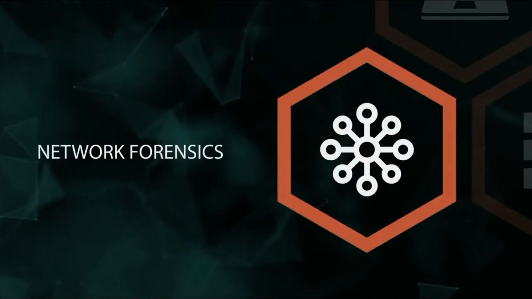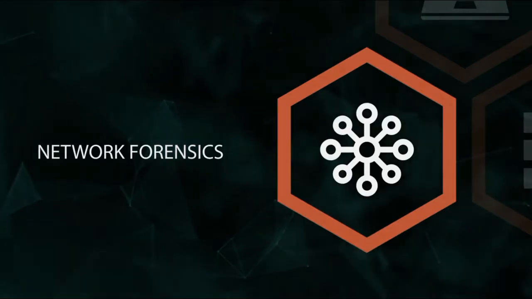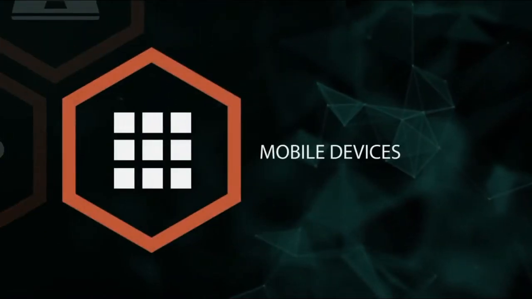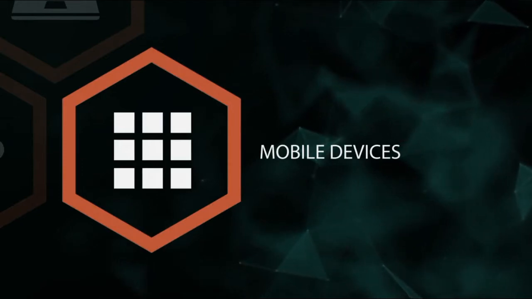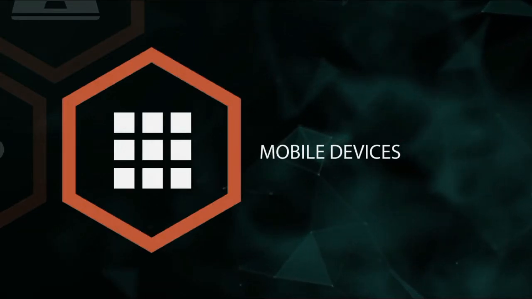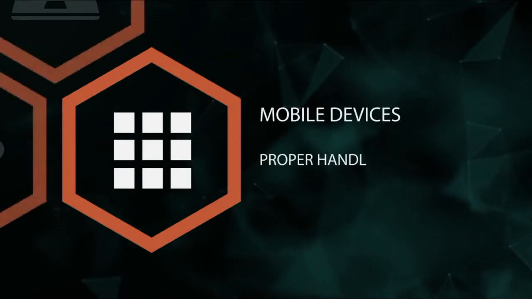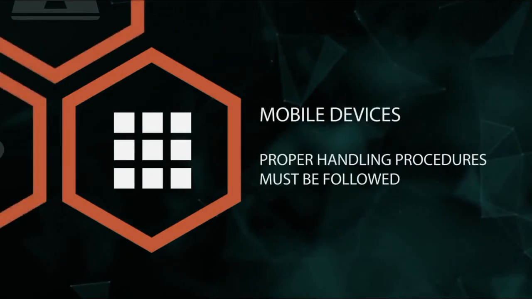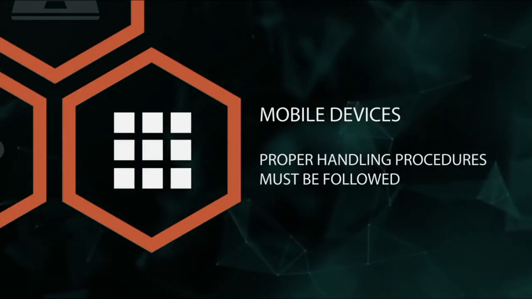Network forensics focuses on the monitoring and analyzing of computer network traffic. Mobile devices present their own unique challenges, due in part to memory volatility, as low-power DRAM used in smartphones can lose data when powered off. Thus, proper handling procedures and adherence to the documented chain of custody must be followed to protect and preserve such evidence.